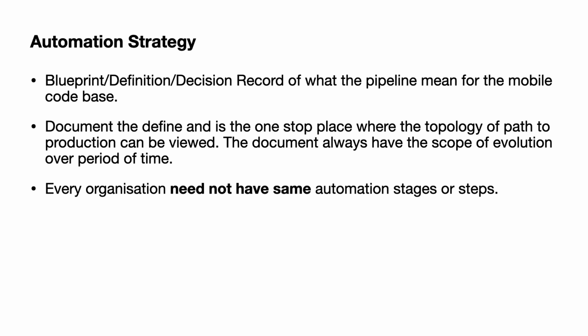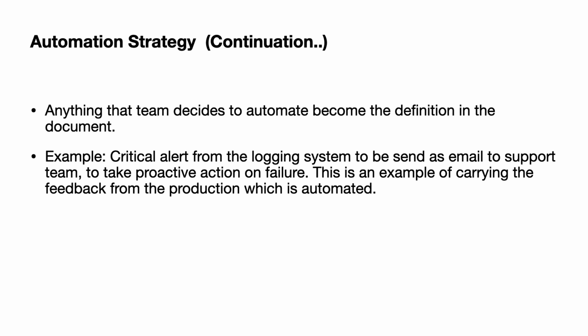One additional thing to call out is that every organization may not have the same automation stages or steps. Therefore, this is not a standard. Rather, this would become the definition of each stage added to the automation strategy by the team. The example presented here talks about a critical alert being automated to send an email to a support team to provide early feedback proactively. This is an example of an automation strategy definition.